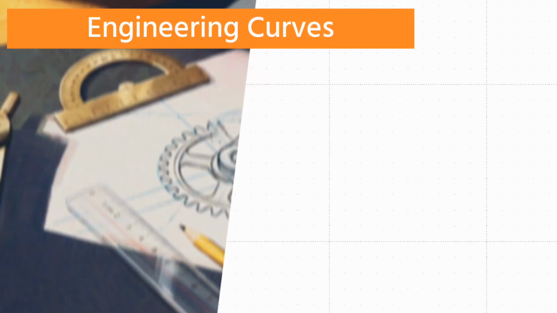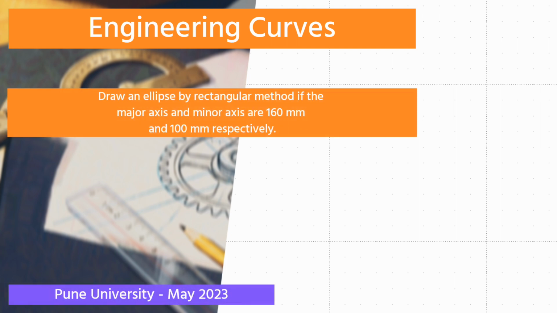In this video, we'll see how to draw an ellipse by the rectangular method, if the major axis and minor axis are 160 mm and 100 mm respectively. So in this problem statement, we have to draw a rectangle which will contain the ellipse whose major axis is 160 mm and minor axis is 100 mm.